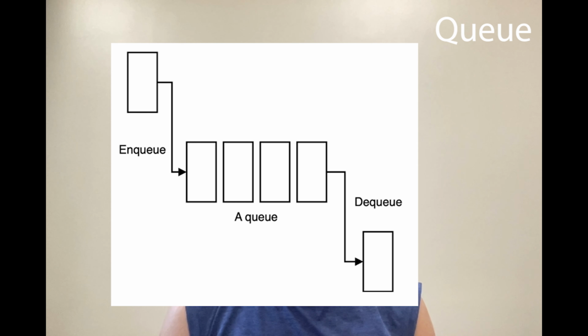Another commonly used data structure is queues. Queues are a data structure that work on a first in, first out basis. This is called FIFO. Data from a queue is deleted in the order that it was added, with the oldest data being removed first.